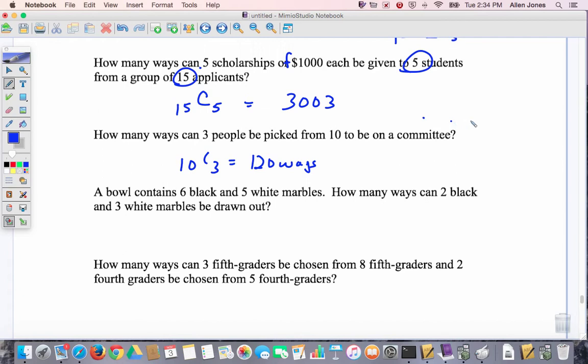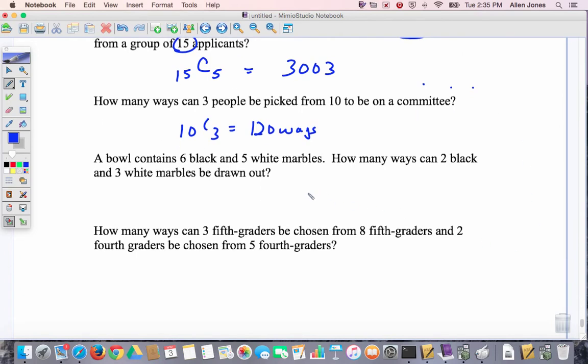Now if I change the wording and said we're going to put those 3 people on, and one's a president, one's a vice president, one's a treasurer, now the order they are selected in makes a difference because they have different labels, then it becomes a permutation. But we're just putting 3 random people on a committee in no particular order, so we have 120 ways where it's a combination.